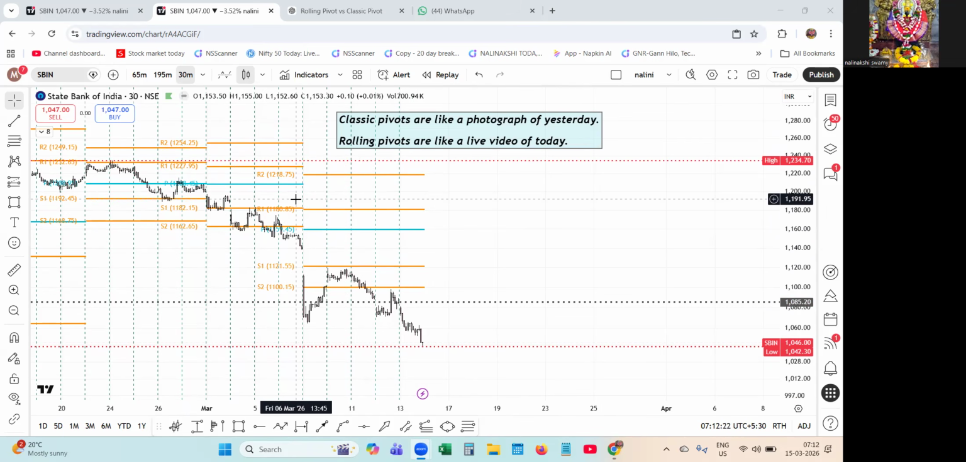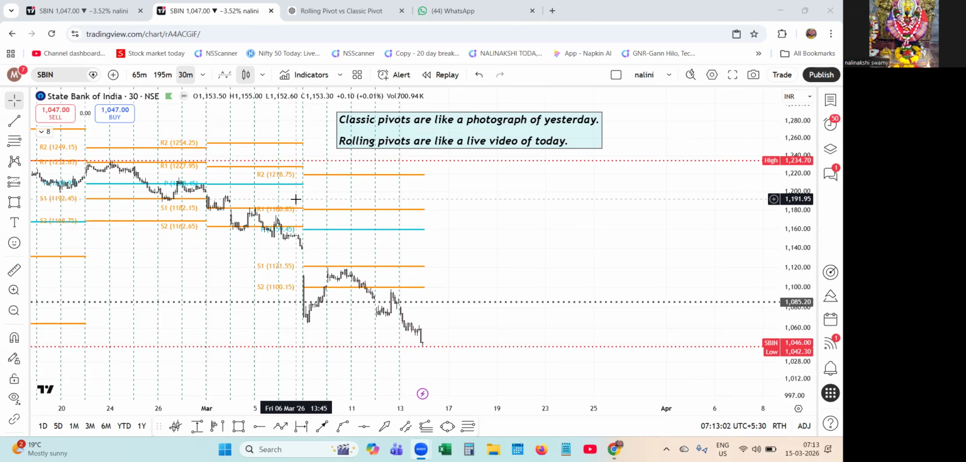Classic pivots are calculated from yesterday's data. Yesterday's high, low, and close are used to calculate today's pivot, resistance and support. How can it be relevant? So what happens? Today, the market is alive and moving every minute, but the pivot you are using is based on yesterday's market. In simple words, classic pivots are dead pivots. They are fixed numbers. They do not change with the market.